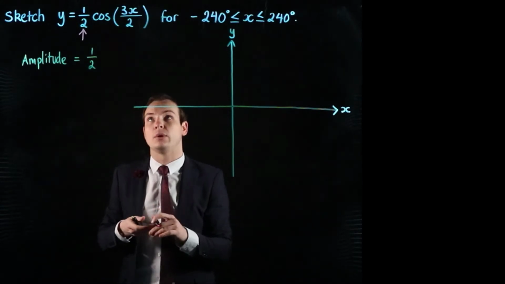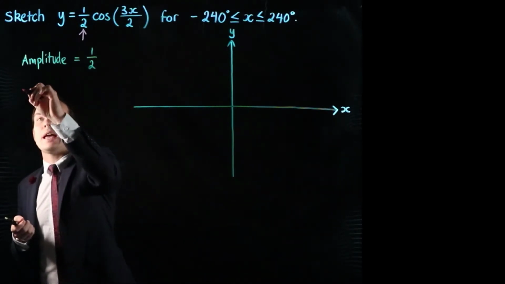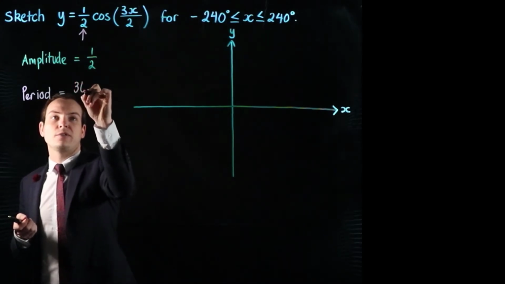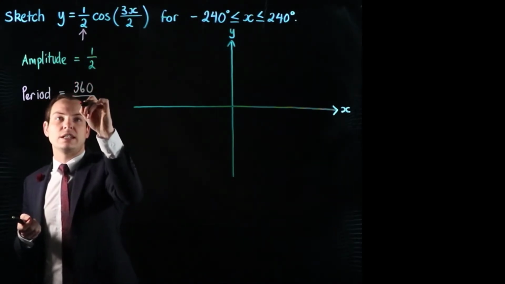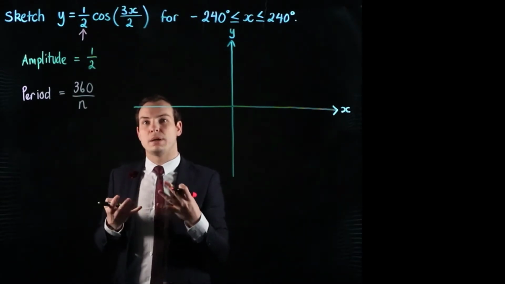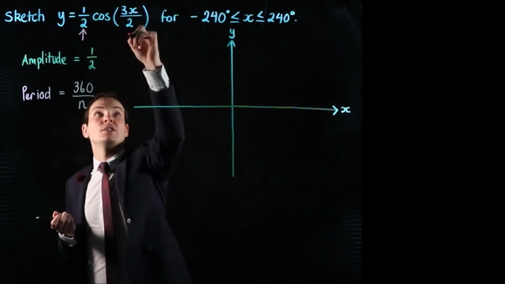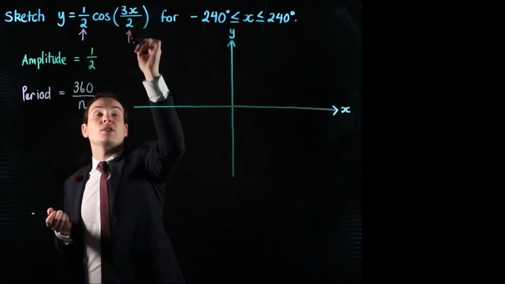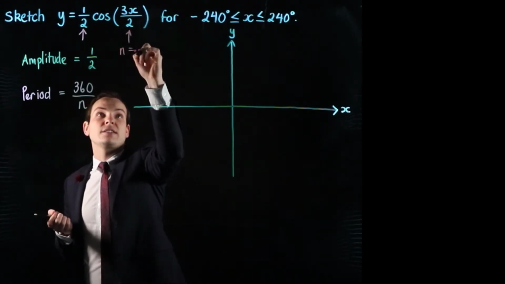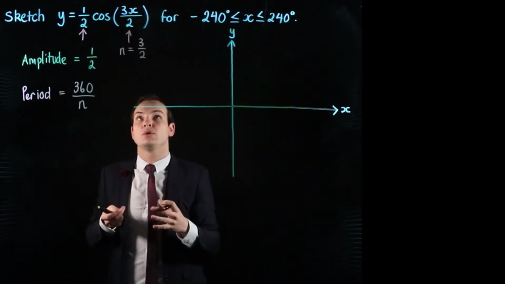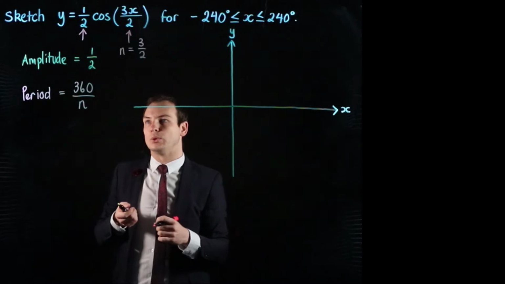The next thing we want to calculate is the period. The period has a formula, and that is that the period is found by calculating 360 divided by n, where n is the coefficient or the number multiplying x. So if we look at where x is, we can see that we have 3x over 2, which means n is going to equal 3 over 2. So that's the number that multiplies x for this rule.